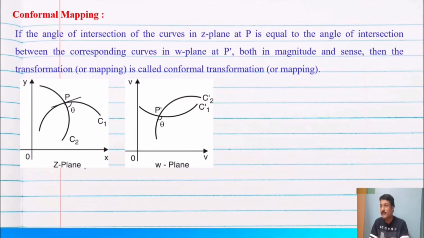So what is the meaning of this? It is a Z plane and it is W plane and there is a mapping. By this mapping I am getting transformation of C1 as C1 dash and transformation of C2 as C2 dash. Then this mapping is said to be conformal if the angle between these two curves and the angle between their corresponding curves in W plane are equal in both magnitude as well as sense.